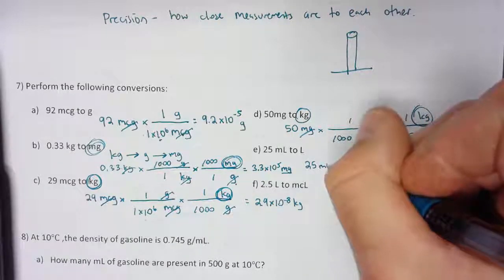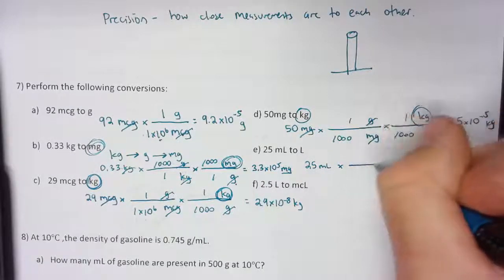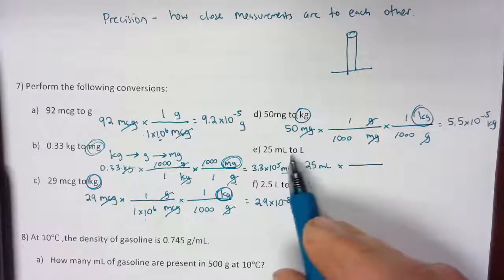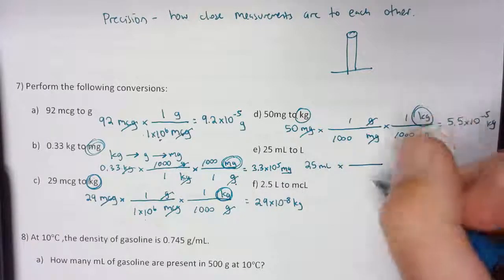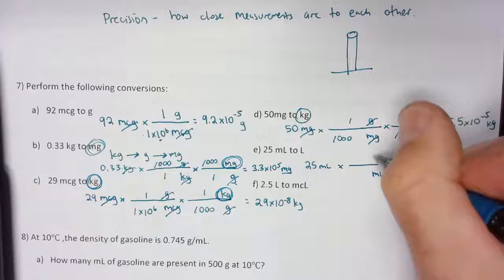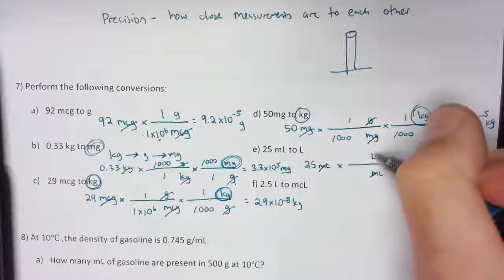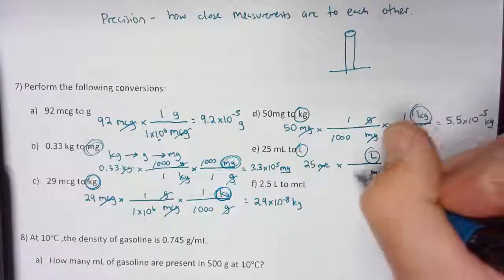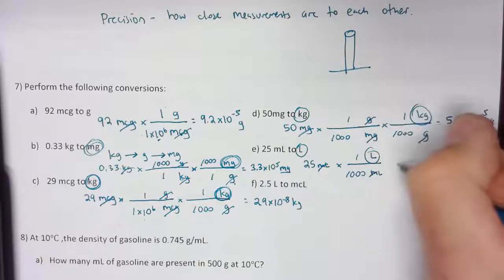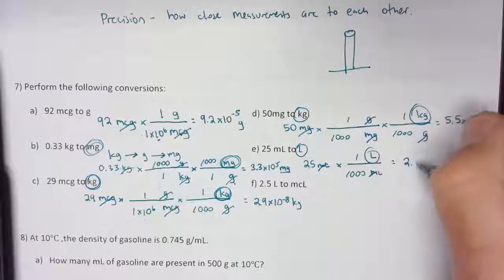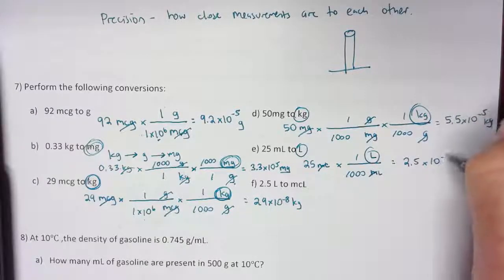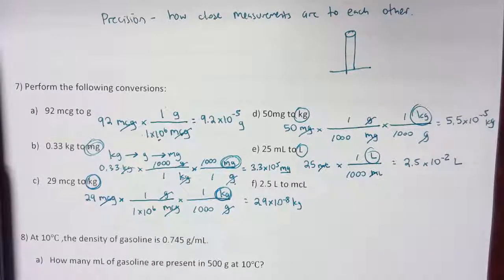25 milliliters going to liters. Just one conversion. We can go directly from milliliters to liters. Just like that. Cancel out milliliters. We're left with liters. There's 1,000 milliliters in 1 liter. So this is 2.5 times 10 to the negative 2 liters.